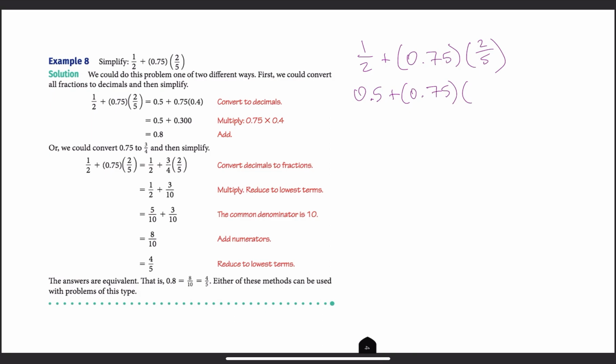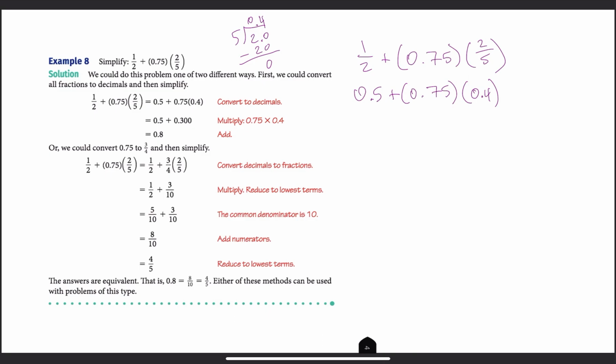And then 2/5 as a decimal. That one's a little bit less intuitive. And so 5 won't go into 2, right? But it will go into 20 4 times. So that means that this is 0.4. So now it's all in decimal format.